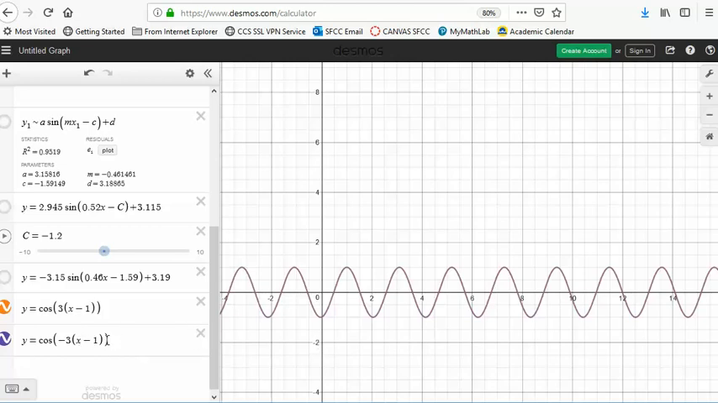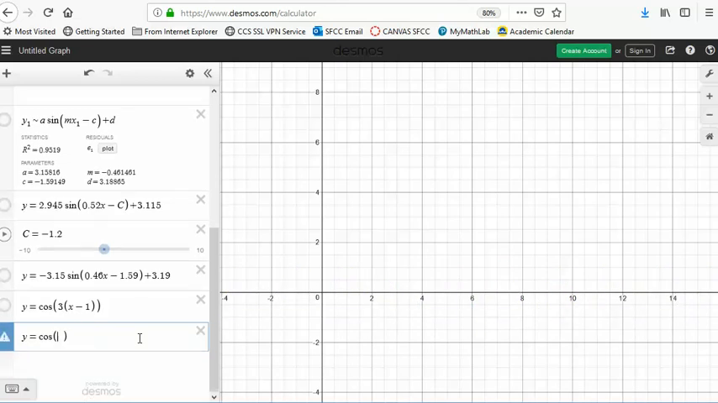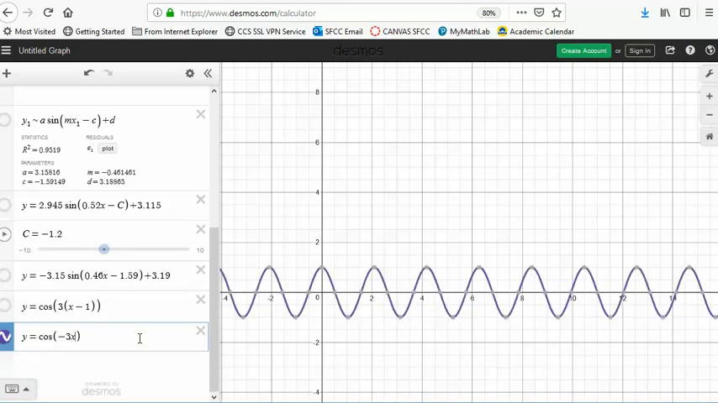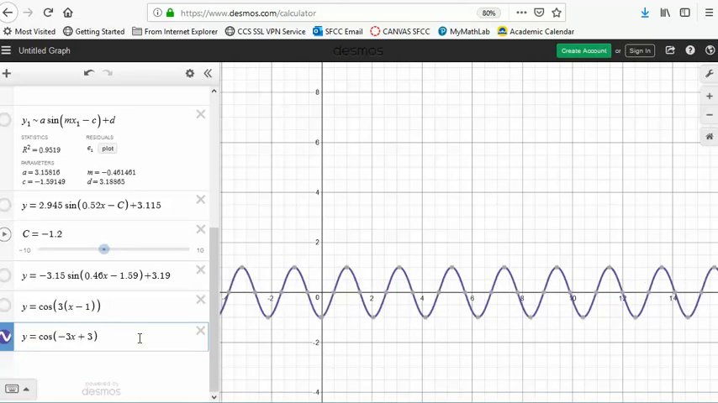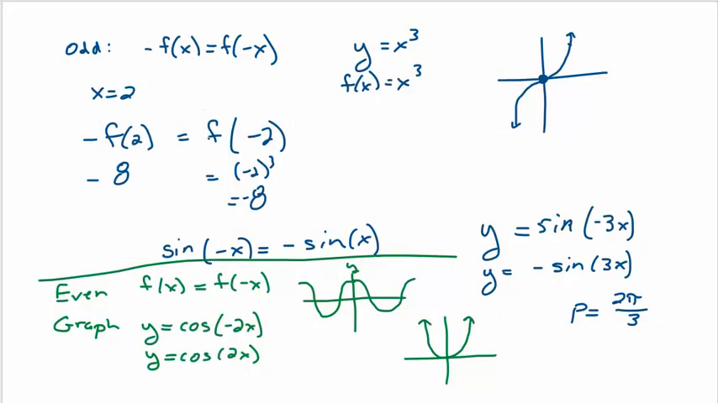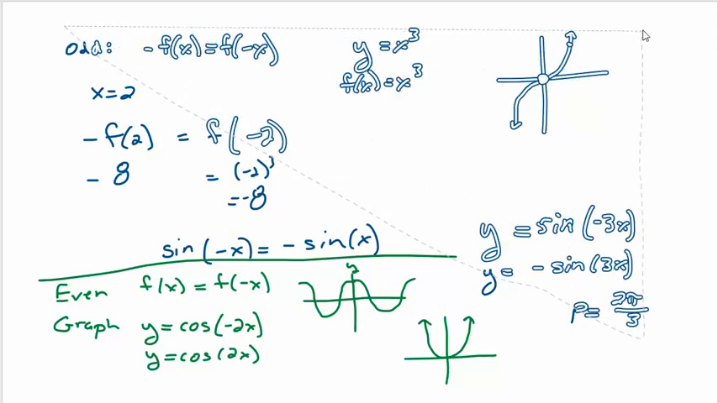Now be careful. If I asked you to graph, say, y equals cosine of negative 3x plus 3, you can't just drop this negative right here. Let's go over here and look at this. Negative 3x plus 3.